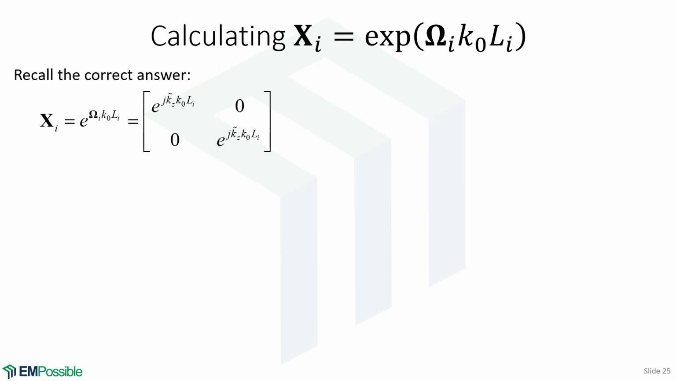Now we need to talk about calculating this X vector. This is the matrix exponential of our eigenvalue matrix. So here it is. We have an exponential of this omega matrix, but now it's diagonal. And so that's really easy to do. We just apply the exponential to the diagonal elements.